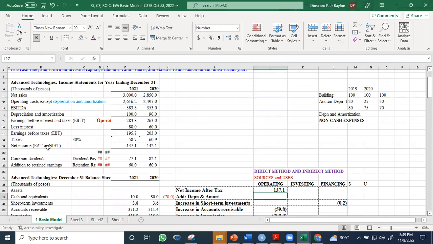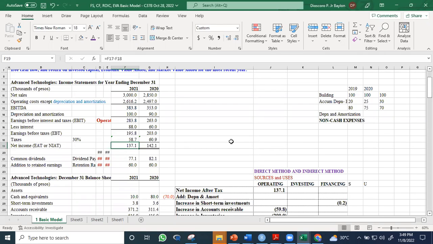Dapat i-convert natin sa cash yan. So, how did we arrive at the net income after tax? We subtracted from sales yung mga expenses. May mga dinagdag ba tayo dito na non-cash revenues? O may sinubtract ba tayo na non-cash expense? Meron. Ano yon, class? Ano yung binawas natin dito to arrive at the net income after tax na non-cash siya? So dapat i-add back natin yun kasi minus natin. Non-cash yun. Ano yun, class?